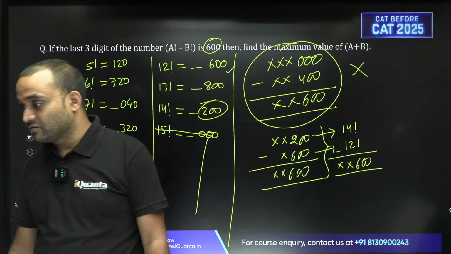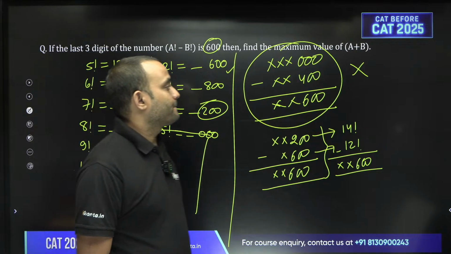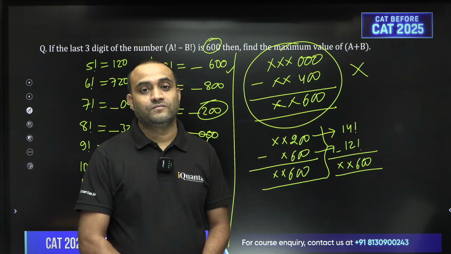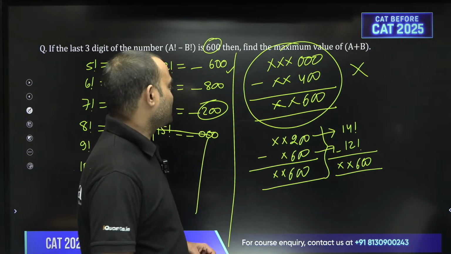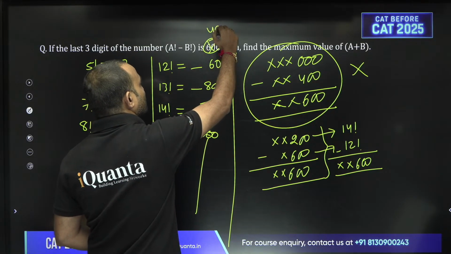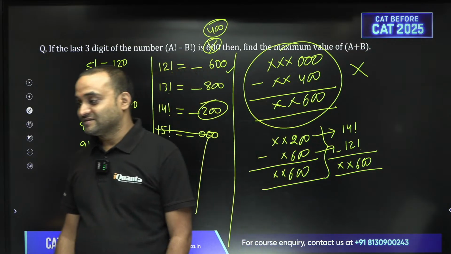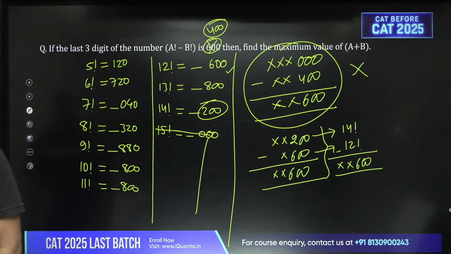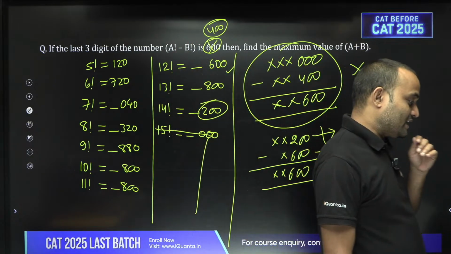Is that clear now? Right? Now, can you tell me this? If instead of this 600, I make this 400, then what will be the answer? Tell me. Instead of 600, if I make this 400, then what will be the answer?